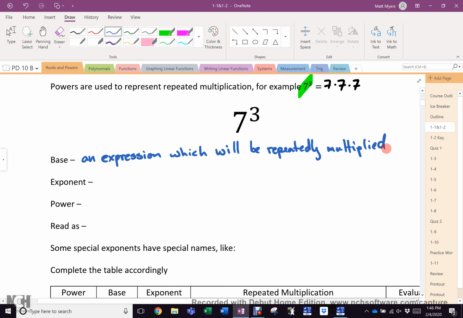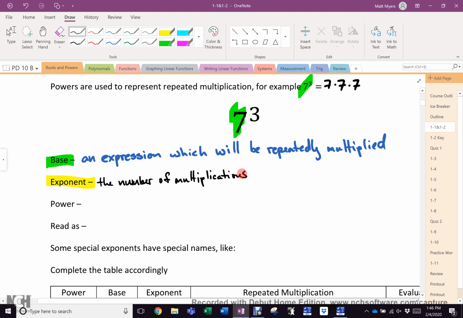So that's the thing we're going to repeatedly multiply. All right? Now, next, and I'm going to use some highlighty colors here. The base. The exponent. What is the exponent, Jayden? The tiny number that goes on top of the expression, and it means that the expression will be multiplied by itself that many times. That's what I'm looking for. The exponent is the number of multiplications.